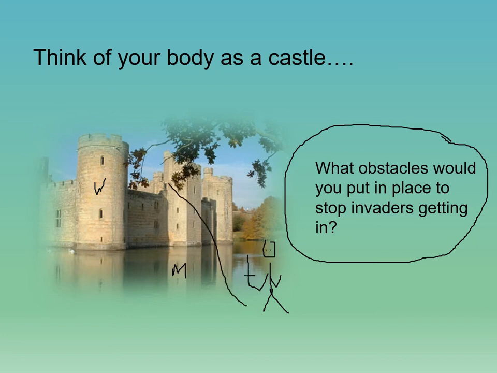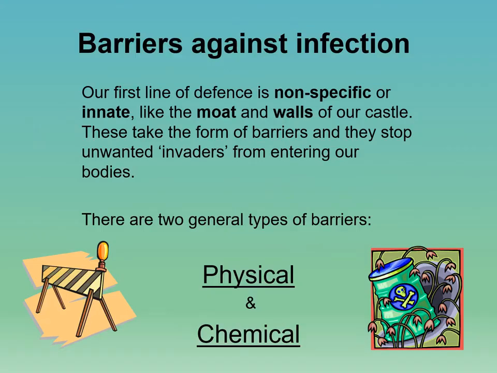From getting into and over the walls. Now, these are things that are put in place to slow down and protect against invaders from getting into the castle. And our bodies are very much like that. We have physical barriers and we have chemical barriers.